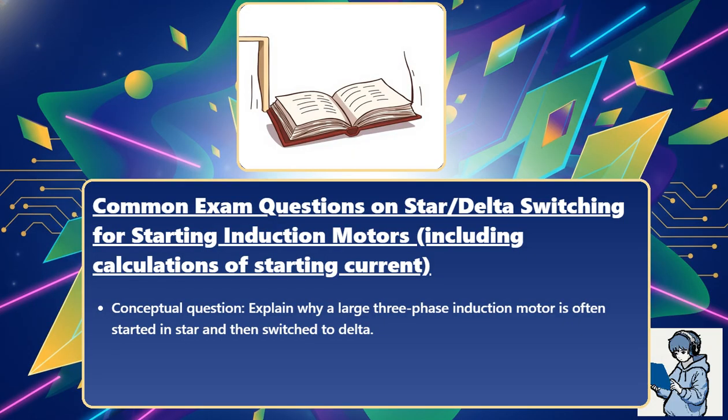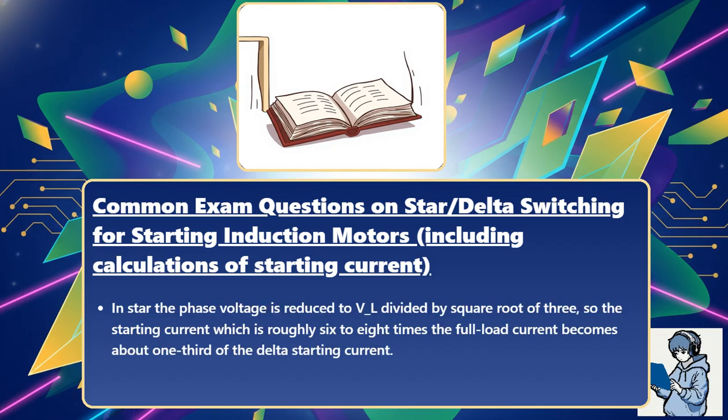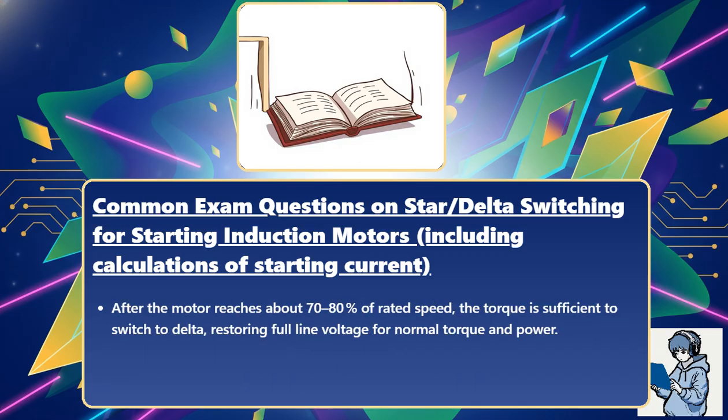Conceptual question: explain why a large three-phase induction motor is often started in star, and then switched to delta. In star, the phase voltage is reduced to V_L divided by square root of 3. So the starting current, which is roughly 6 to 8 times the full load current, becomes about 1/3 of the delta starting current. This reduces stress on the supply and the motor's windings. After the motor reaches about 70 to 80% of rated speed, the torque is sufficient to switch to delta, restoring full line voltage for normal torque and power.